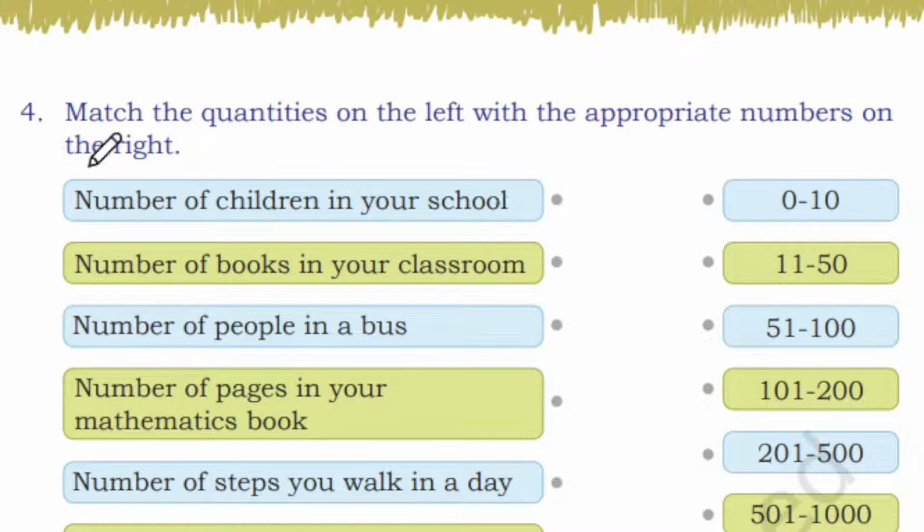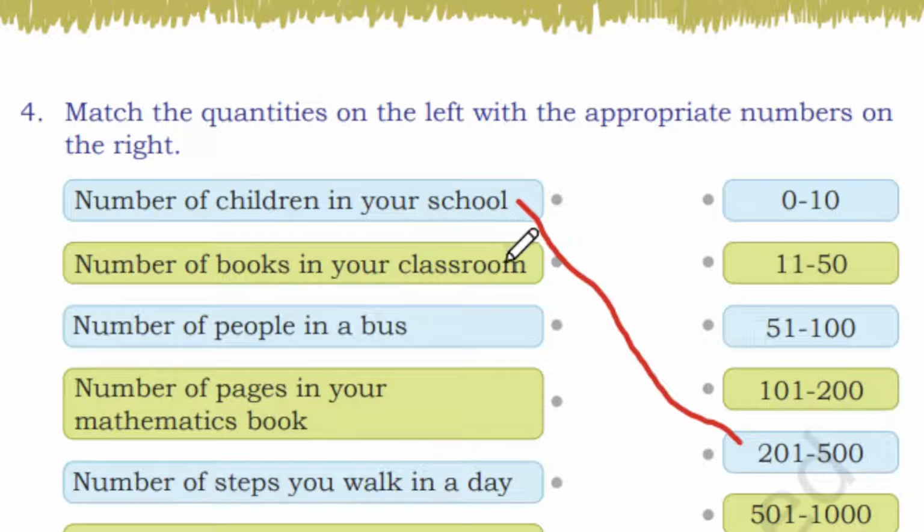So let's do it from the beginning. Number of children in your school. It depends upon the size of the school, whether it's a primary school or a higher secondary school. It depends, right? So if it is a primary school, you can write from 201 to 500, or if it's a secondary school, you can match with different numbers. So for now I'm going to do 201 to 500.